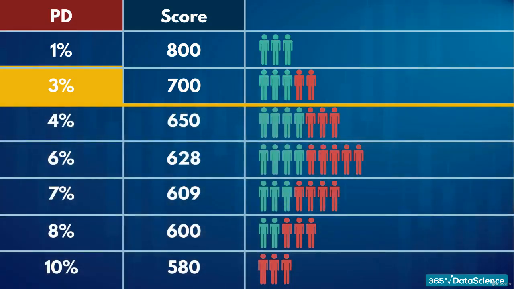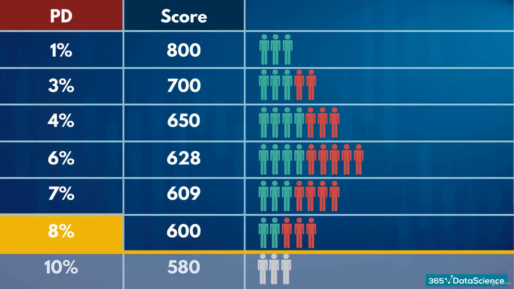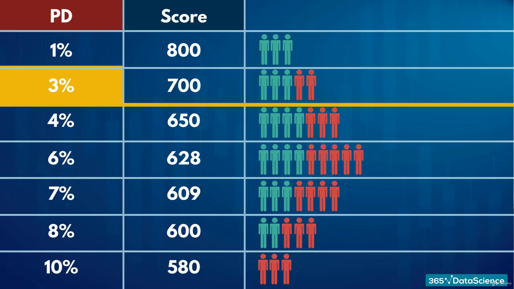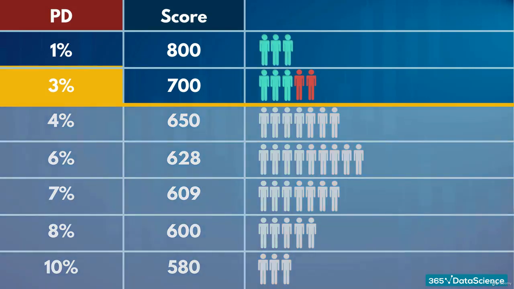If a bank wants more business, it will set a lower cutoff in terms of creditworthiness or probability of non-default. And if the bank wants to lend to fewer borrowers with higher creditworthiness, it will set a higher cutoff point in terms of probability of non-default.